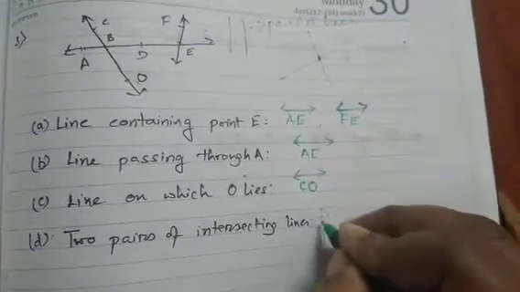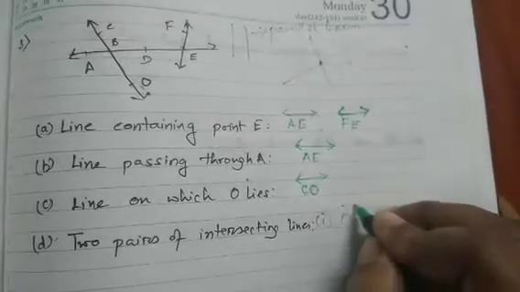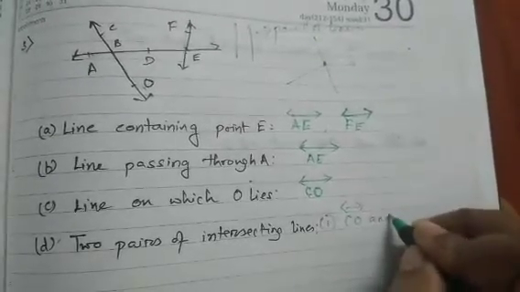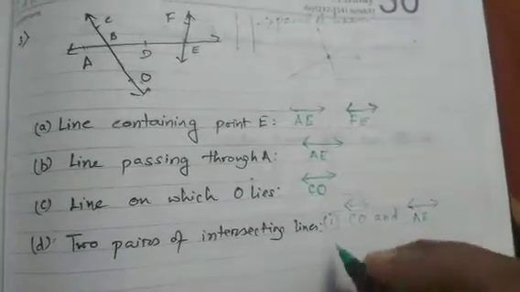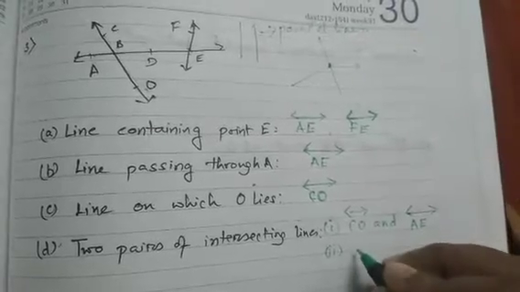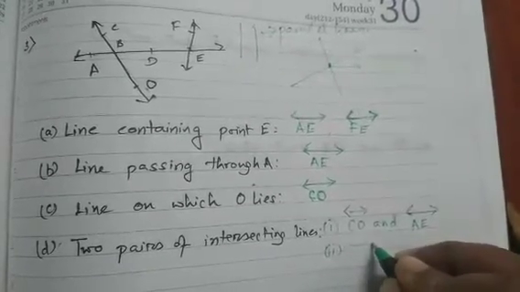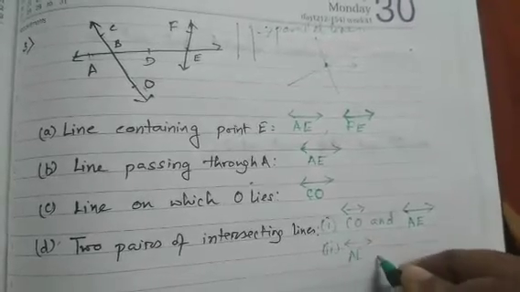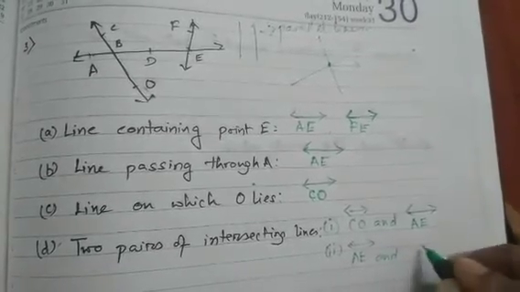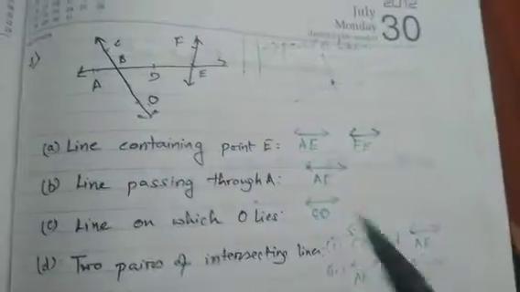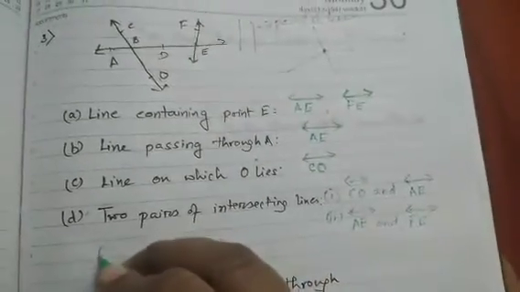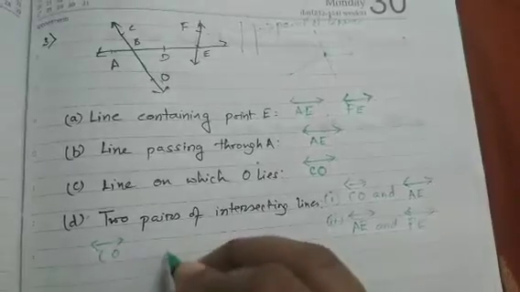So, the first pair I can write as line CO and line AE. Which is the second pair? Line AE, of course, and FE. See, now let me add one more. There is one more pair that I would like to talk to you about, which is line CO and line FE.